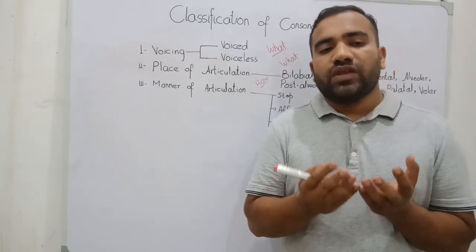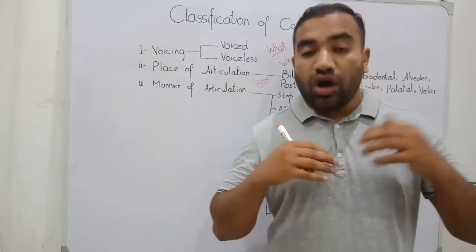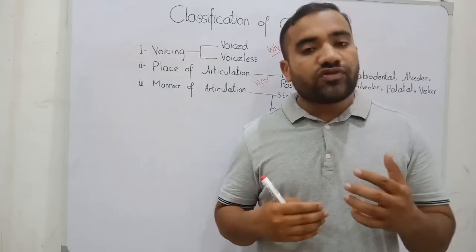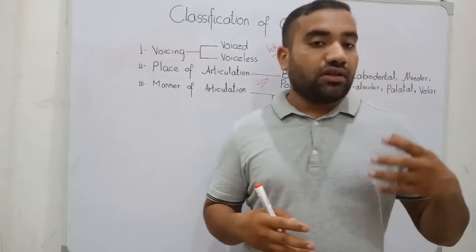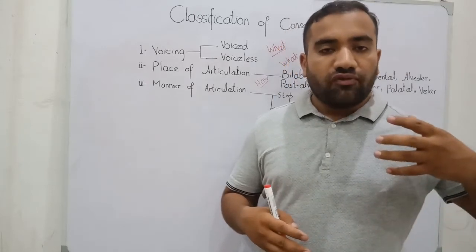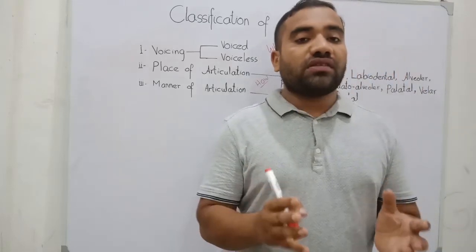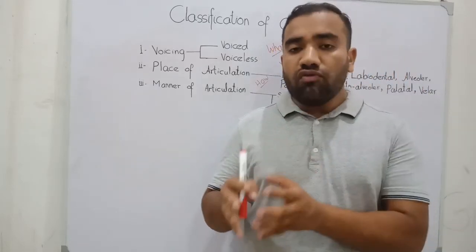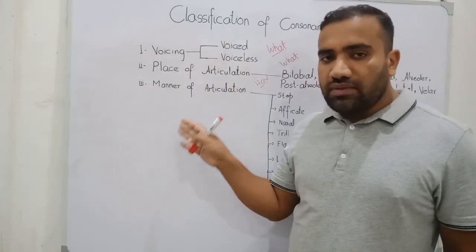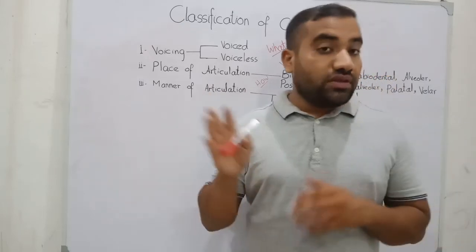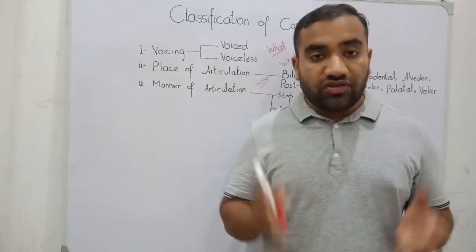If we say we are producing the sound as a stop, this is the manner, and this is how we are producing the sound. And if we say we are producing the sound like fricatives, affricates, semi-vowels, frictionless continuants, nasals, these are the manners, and they tell us how we are producing a particular consonant sound. These are the three ways in which we can analyze the consonant sound.